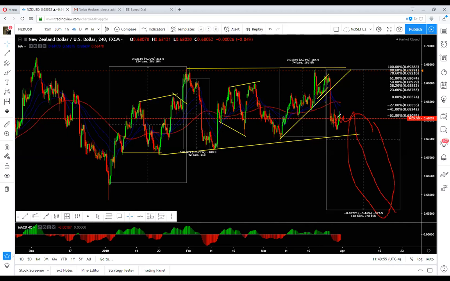So I will let it correct. When this EMA comes nearer, I will sell again. That is free. That's free money. So this move, we were looking for it in this particular level.